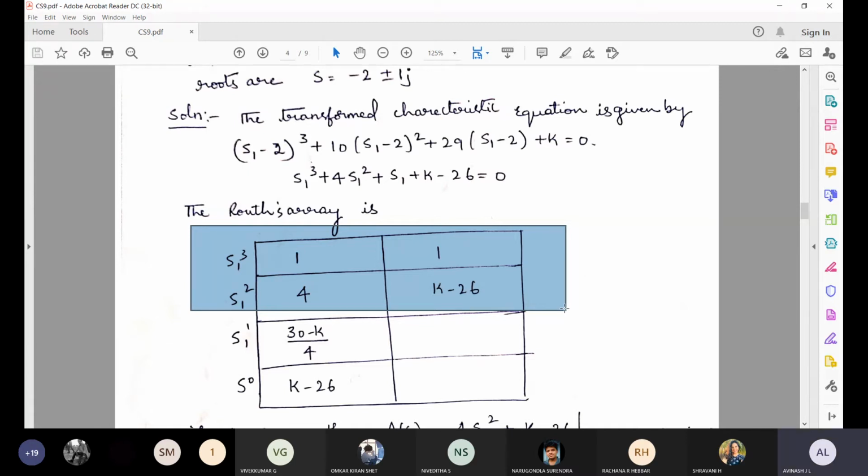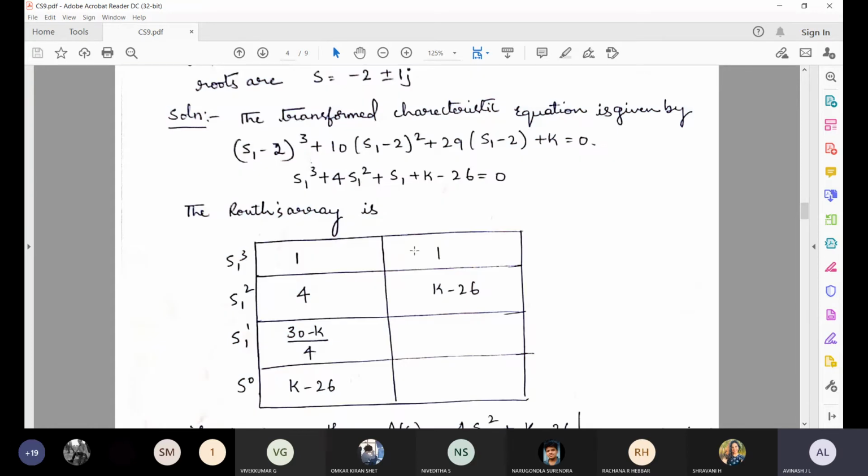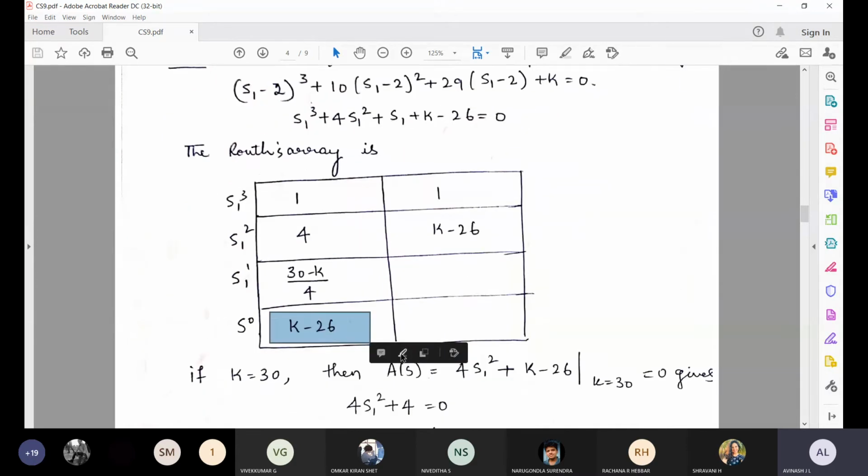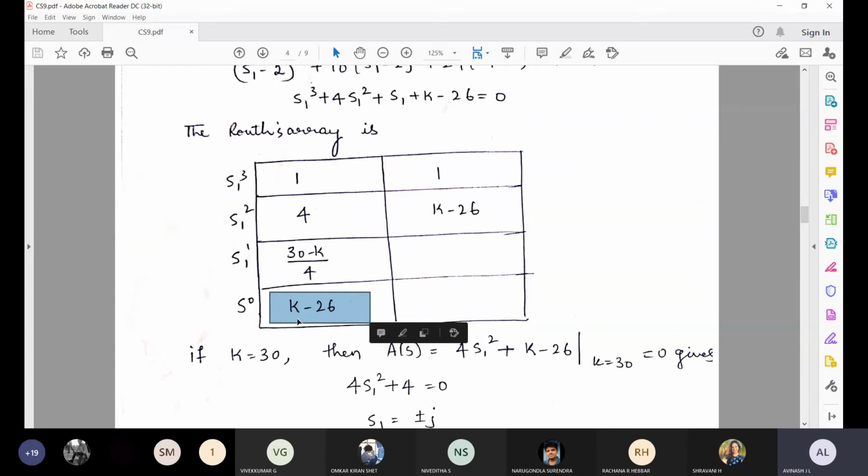So once you have taken this one, you can go for the next thing. The next thing you need to do is the cross multiplication, that is 4 into 1 minus 1 into k minus 26. So you will get the answer like (30 minus k) divided by 4. And after that, here in this blank, it will be blank only. You will not get anything. And when you perform the cross multiplication between these 4 cells, you will get this particular k minus 26 out of it. So have you got this particular answer, all of you?